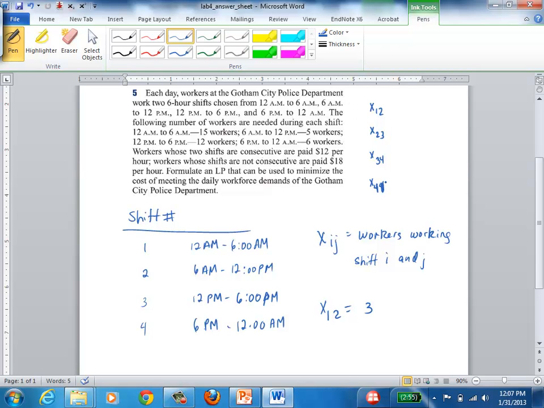Okay, and then those that are not in a row are x13. Then you can also have x24. I believe those are the other ones. Is it that one? Yeah. Same one as 1, 3. It's the same.